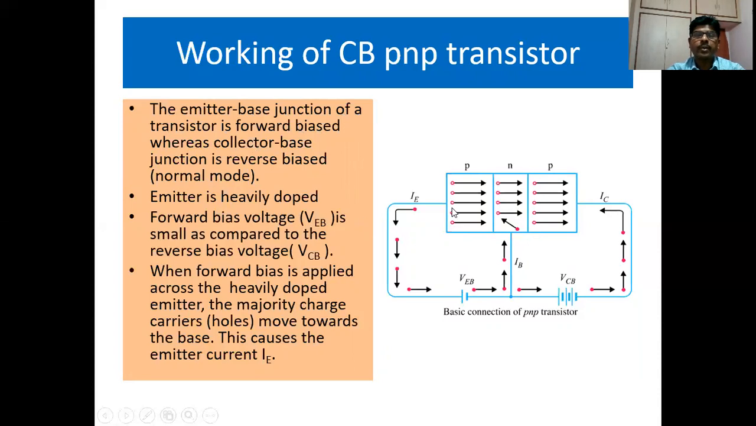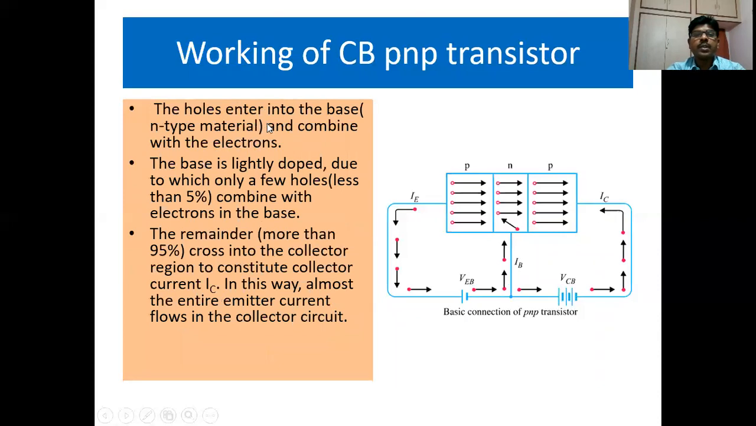The emitter is heavily doped. The forward bias voltage is small as compared to the reverse bias voltage. When forward bias is applied across the heavily doped emitter, the majority charge carriers, in this case holes, move towards the base. This causes the emitter current IE. The holes enter the base, which is n-type material here, and combine with the electrons. The base is lightly doped, due to which only a few holes, less than 5%, combine with the electrons in the base. The remainder, more than 95%, cross into the collector region to constitute the collector current IC.